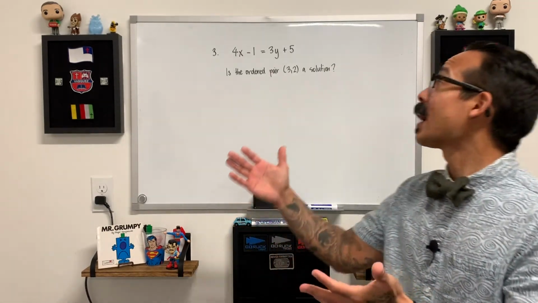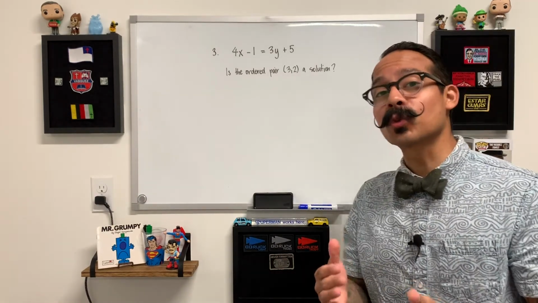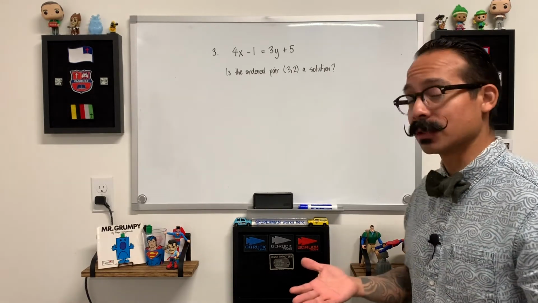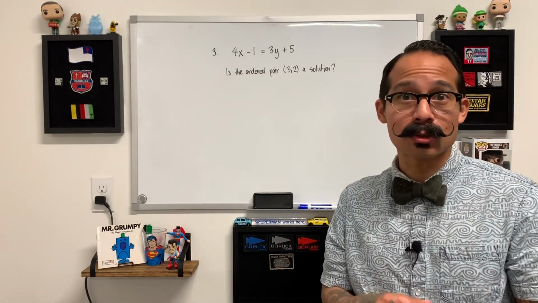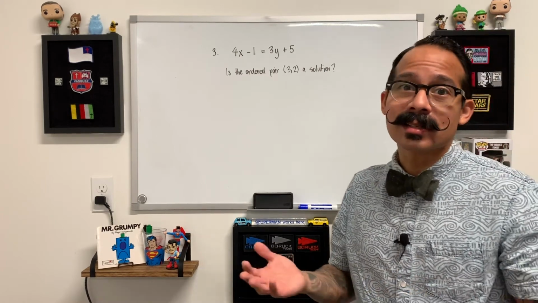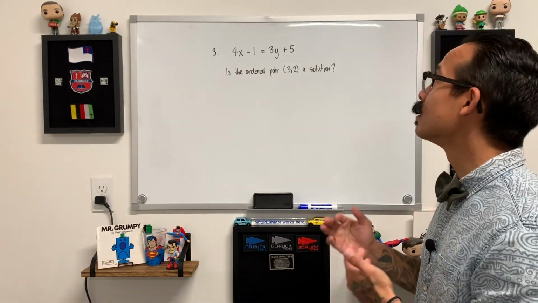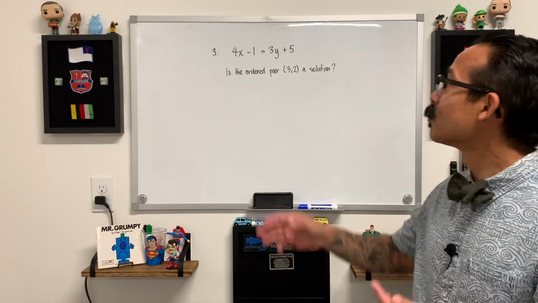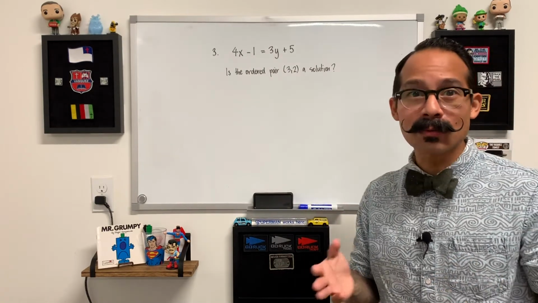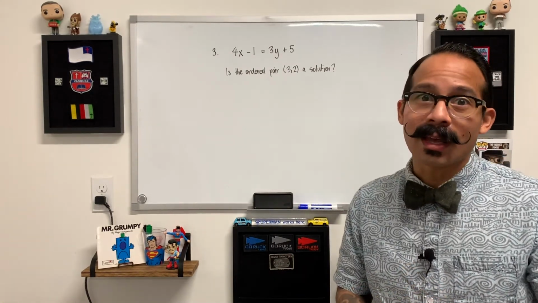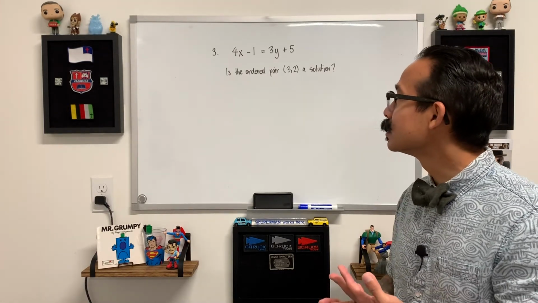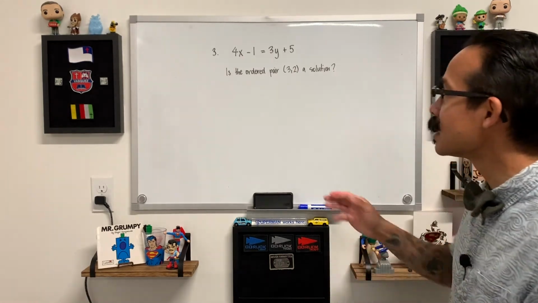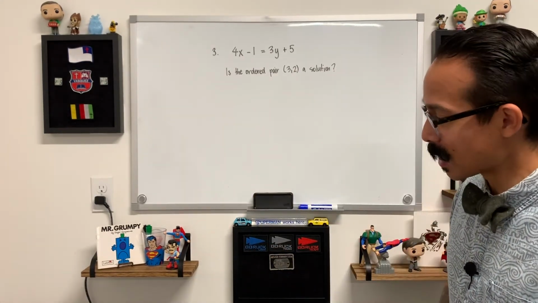For question number 3, we have 4x minus 1 is equal to 3y plus 5. And we're asked, is the ordered pair 3, 2 a solution? Now, when finding the solution to two-variable equations like this one, it's as simple as just substituting the given x and y values to see if the result is a true statement. And remember, every ordered pair gives you two values. It gives you the x value and it gives you the y value. So you get both values, x and y, that you can substitute. So let's go ahead and do that and see if what we get would be a true statement.